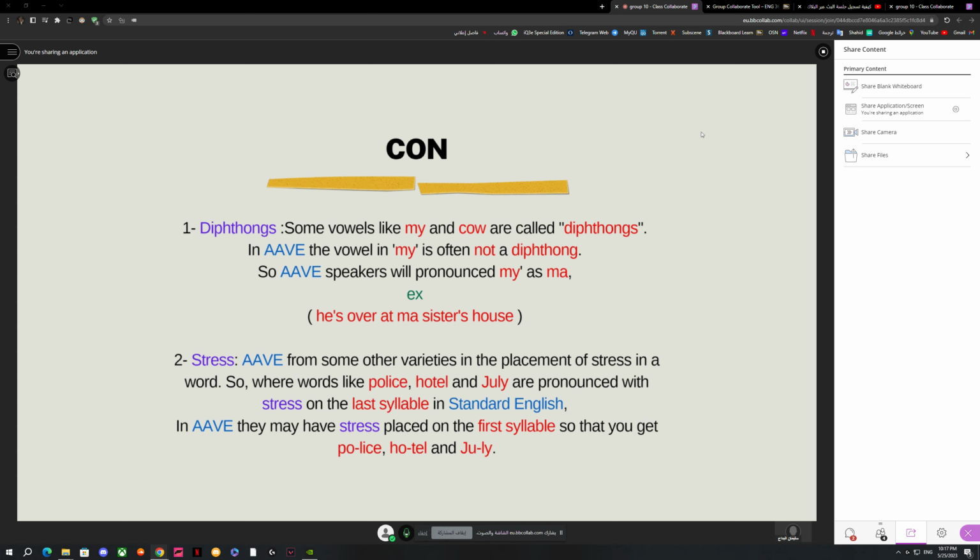Two, stress. African American English follows some other patterns in the placement of stress in a word. Words like police, hotel, and July are pronounced with stress on the last syllable in Standard English. In African American English, they might have stress placed on the first syllable, so that you get POlice, HOtel, and JUly.